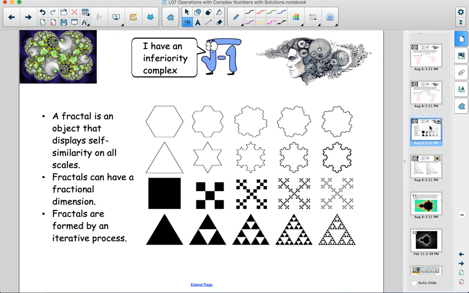All right, so the next thing we're going to think about now, a bit of an activity, is what are fractals? It turns out this is a beautiful fractal here. Fractals are created in the complex number system. So what is a fractal? It's an object that displays self-similarity on all scales. Fractals can have a fractional dimension. Fractals are formed by an iterative process. So what's happening in this case?